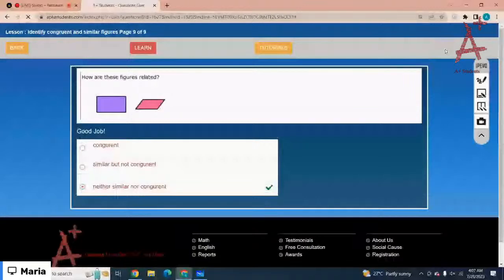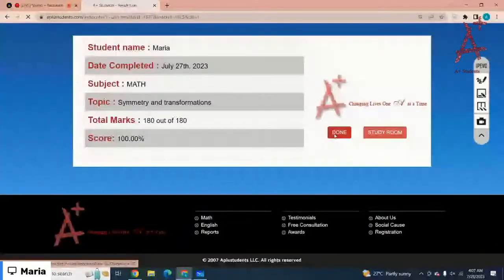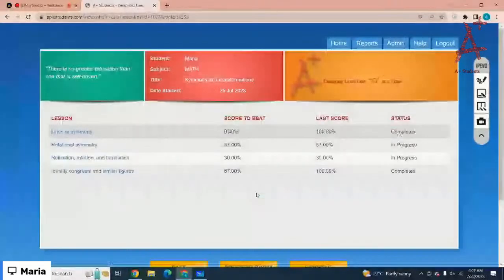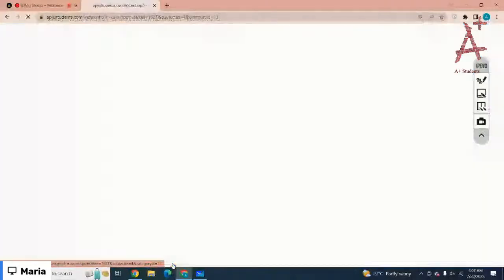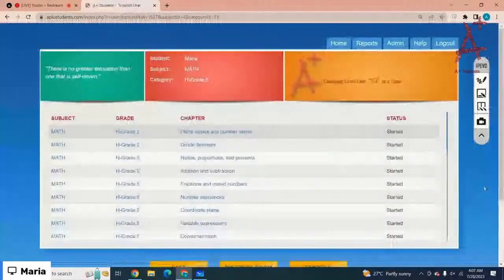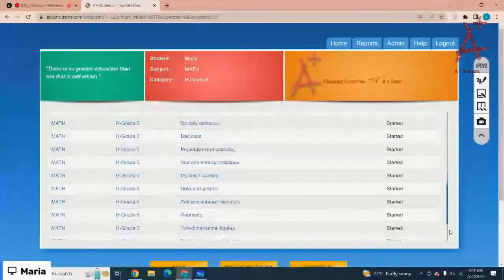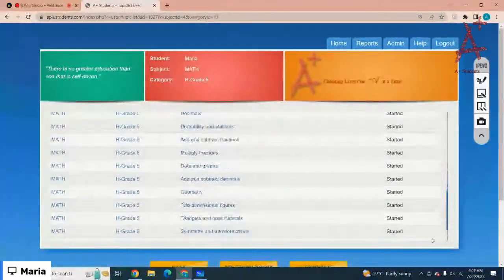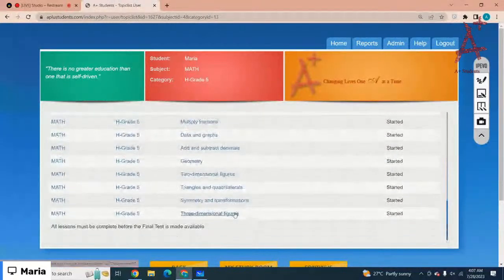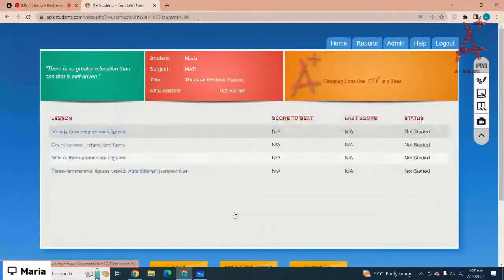Okay, we are done with the lesson. Also, we are done with the chapter. We're going to start the new chapter. No, we're done with symmetry and transformations. The last one is three-dimensional figures. So let's just start with the lesson. Let's just start with the first lesson, that is identify three-dimensional figures.